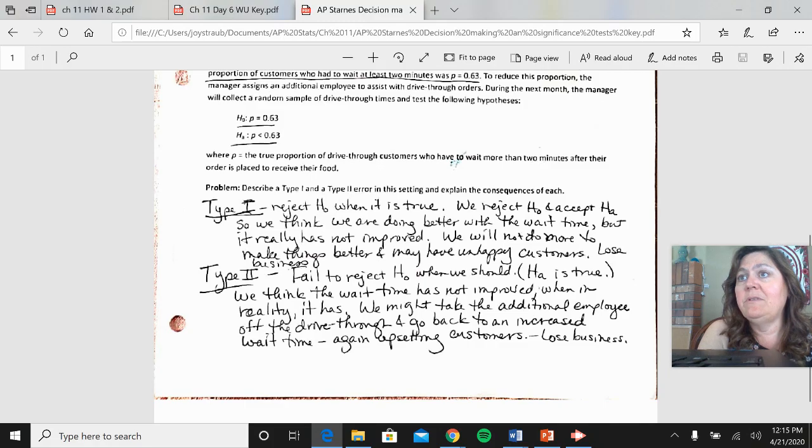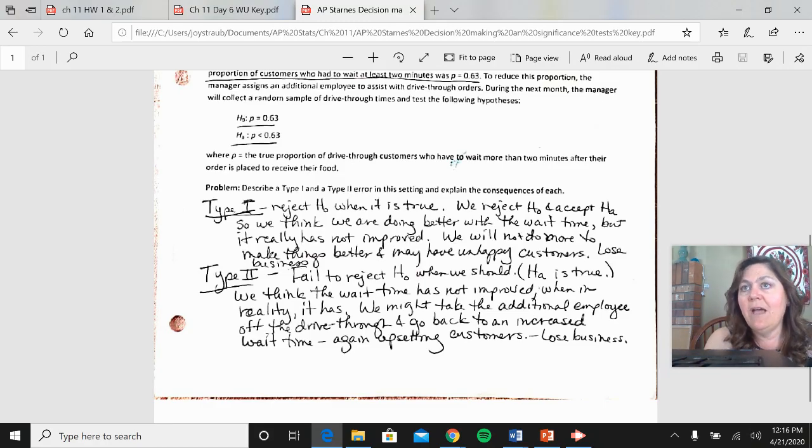So that's what's going to happen if that's our Type 1 error, what we're going to believe. We will not do more things to make it better because we think it is getting better. So our consequences could be we could have unhappy customers still and continue to lose business because we think, oh yay, what I did worked, and it didn't really work. And we're not putting forth effort again to make it better.